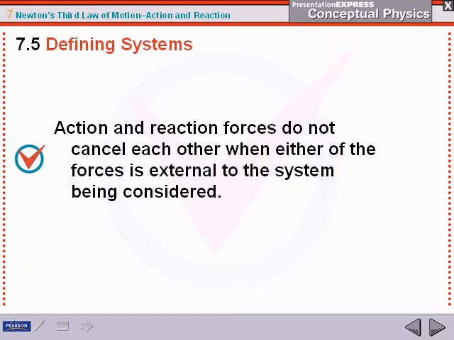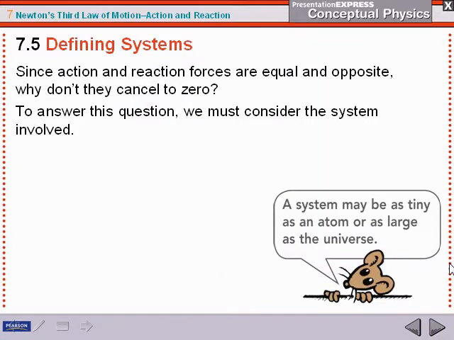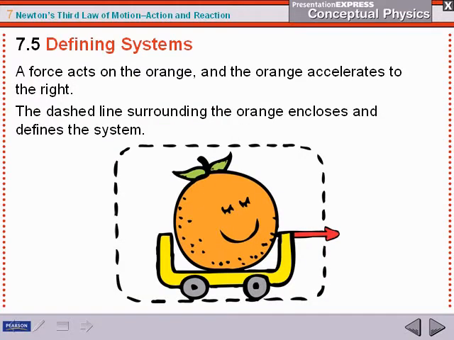This is the 7.5 section, and what we're going to be talking about here is canceling of forces within a system and why forces don't cancel when they're external to a system. So we said the forces are equal and opposite, and they're simultaneous. So you'd say, why don't they cancel out to zero? Why don't they cancel each other? They are going in the opposite direction, and they are the same.